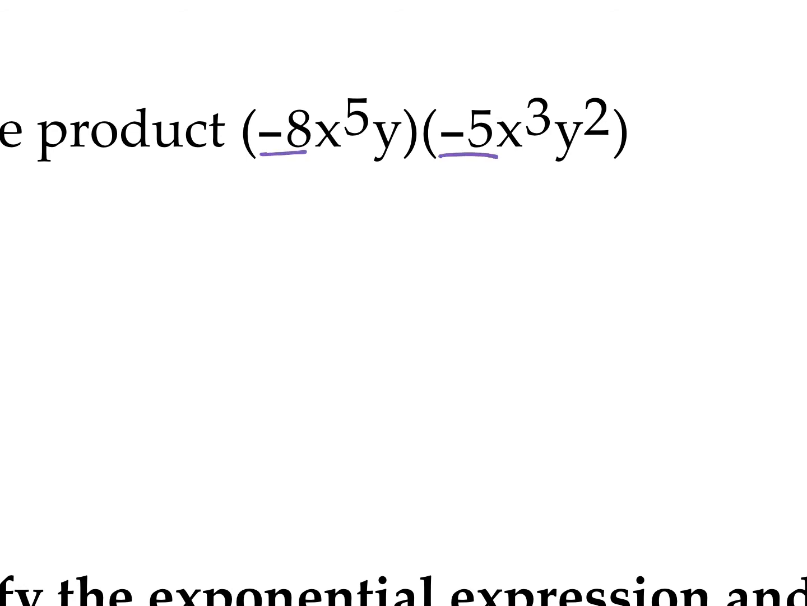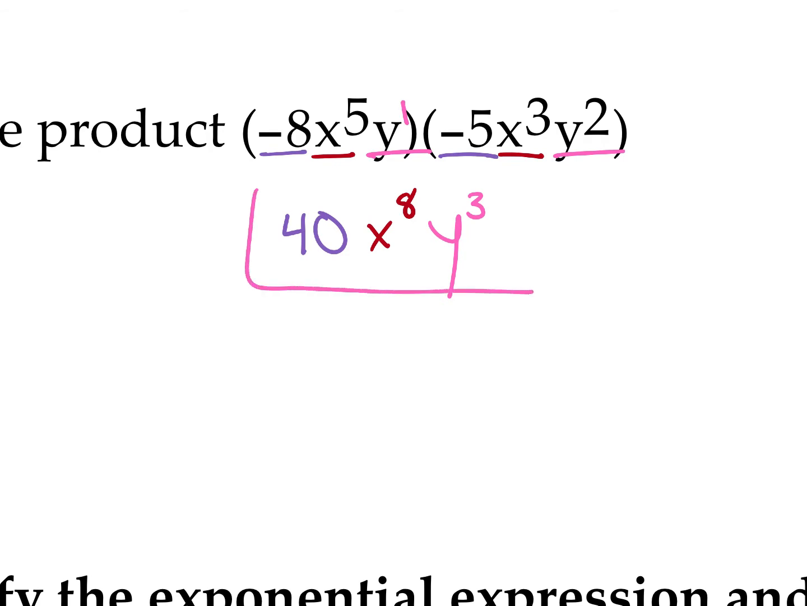So negative 8 times negative 5 would be what? 40. Perfect. What do I do to the x's? Add the exponents. So x to the 5th power times x to the 3rd power would be x to the 8th. And what do I do with the y's? Add the exponents. So it would be y to what power? Y to the 3rd power.